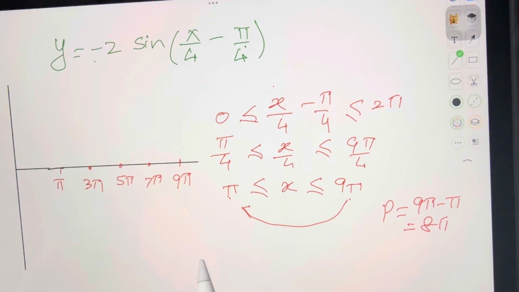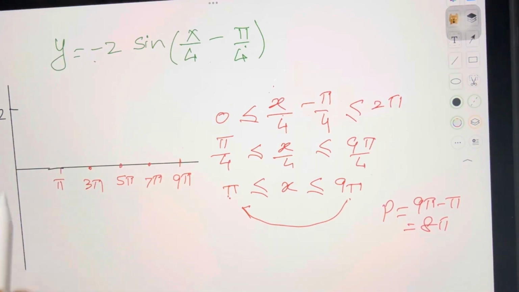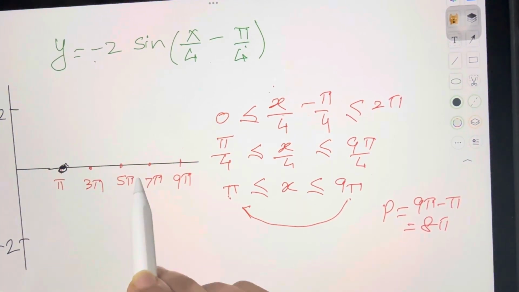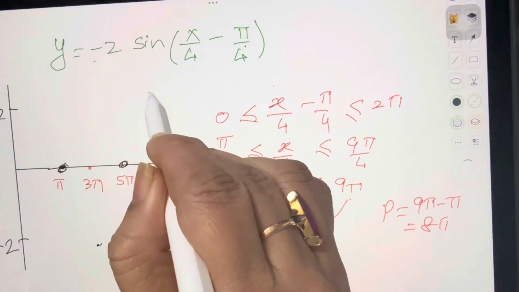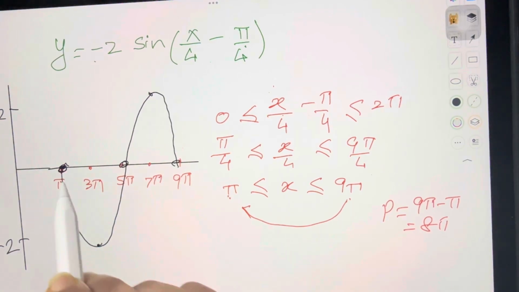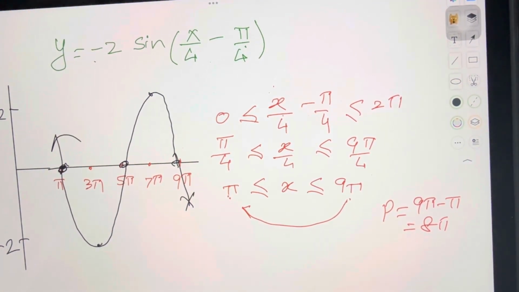Anyway, now my amplitude is 2, so my top point should be 2, the bottom point should be -2, and the graph is upside down because it's a vertical reflection. So my zeros are here, here, and here, and the minimum and maximum will be here. So I got my graph. If I want to extend, I can put an arrowhead and the graph should be good.